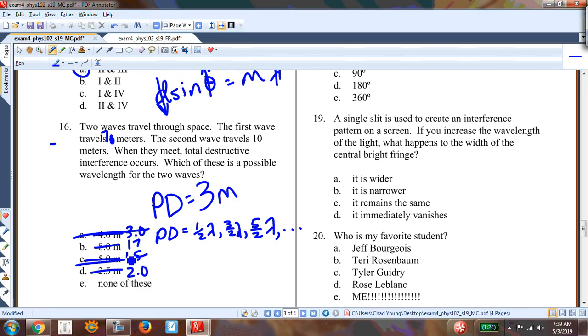3 meters is two wavelengths if it's this. 3 meters is like 5 point something wavelengths, 5.67 or whatever. But here, if my wavelength is equal to 2 meters, then the path length difference would be 1.5 wavelengths. 3 meters would be 3/2 of a wavelength. So the answer then is going to be D. So I'll change number 16 to have those numbers.